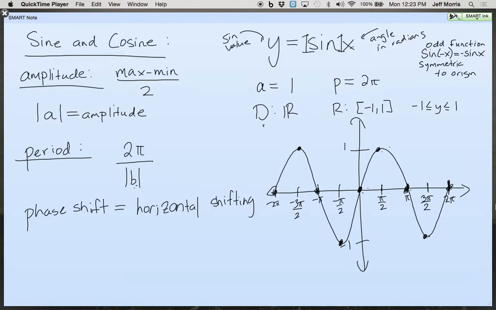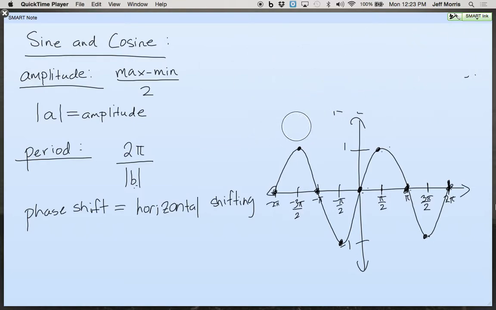That's a lot. Let's do cosine real quick. Cosine's going to go way faster. You ready? Here we go.